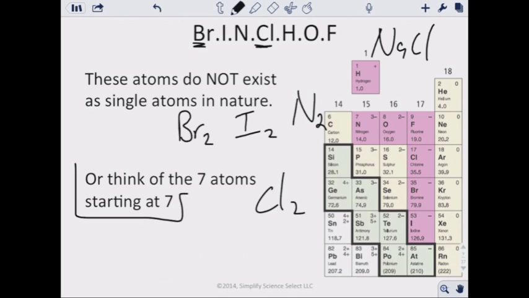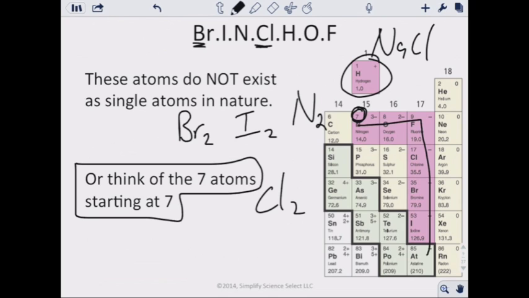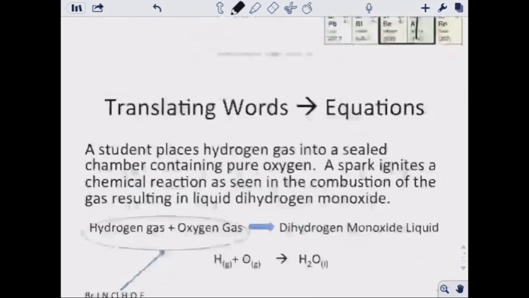Another thing you can think of, if you don't like to remember Brinkelhoff that way, is the 7 atoms starting at 7. Start at 7 on the periodic table, make a 7, and then don't forget hydrogen. So nitrogen, oxygen, fluorine, chlorine, bromine, iodine, and then hydrogen. Brinkelhoff or that, just remember these guys because you need to know them, because if you forget them, it makes everything a little bit more difficult.